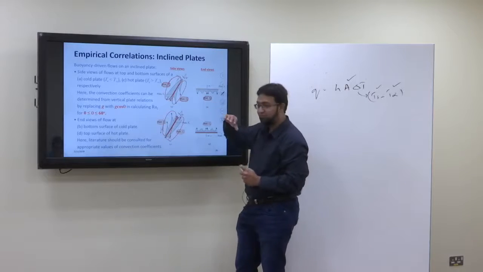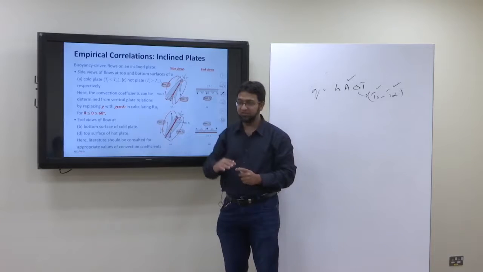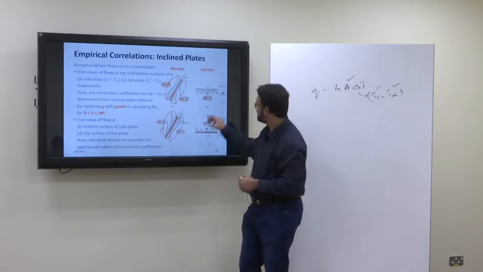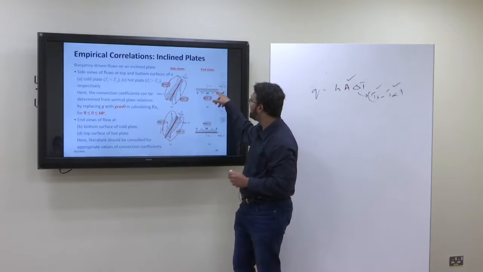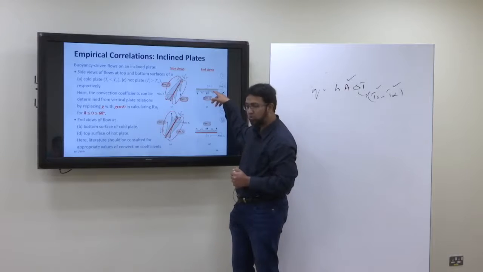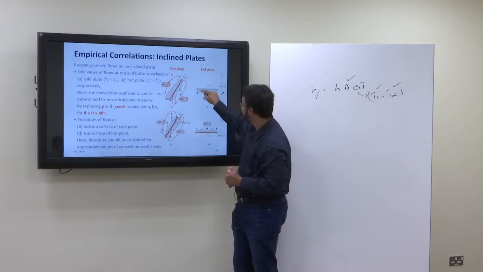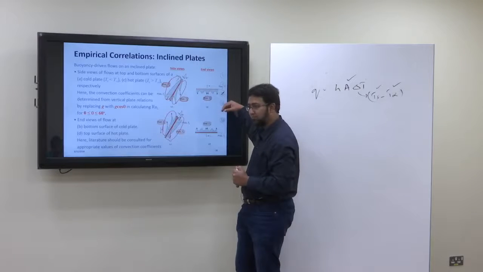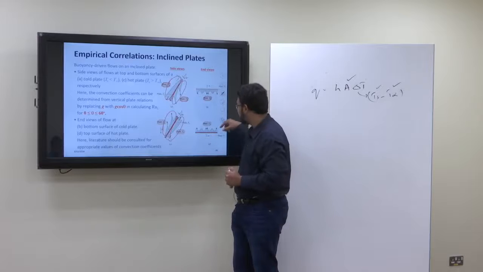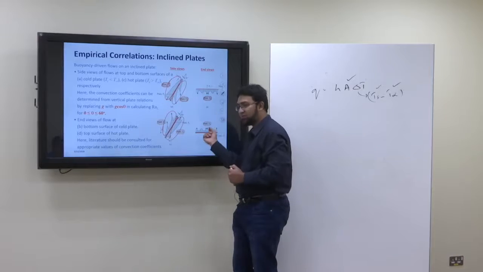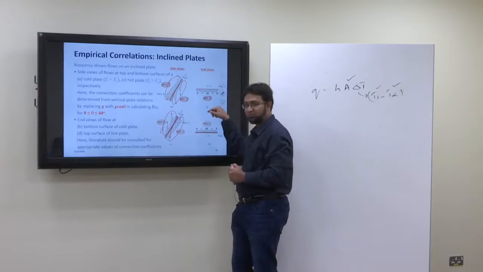Similarly, if you have a completely horizontal plate, so for the horizontal plate, if the plate is cold, then you will have streams of fluid going down at the bottom. Okay, and if the plate is hot, then you will have streams of fluid going up from the top surface.